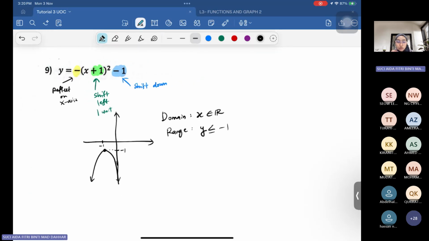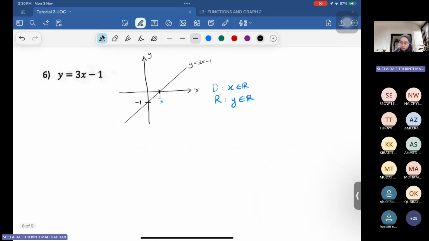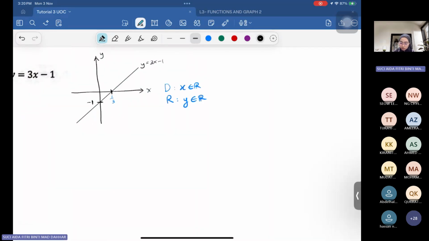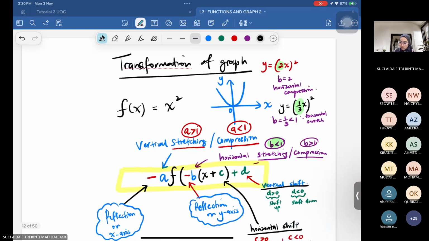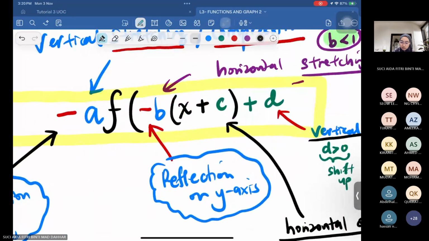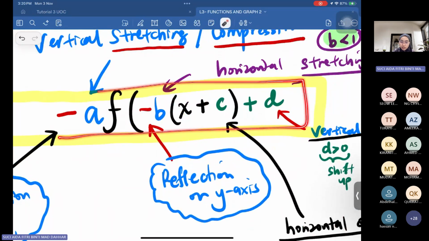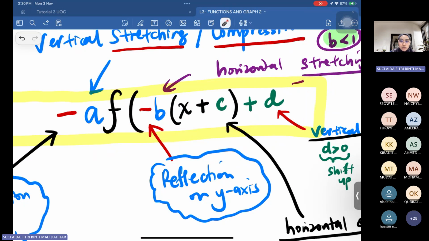Okay, as we go through more questions, I hope you get familiar with the form. Okay, what's important is this general rule. You need to be familiar with this one. Okay, you have to try to write your function in this form so that you know what's happening.